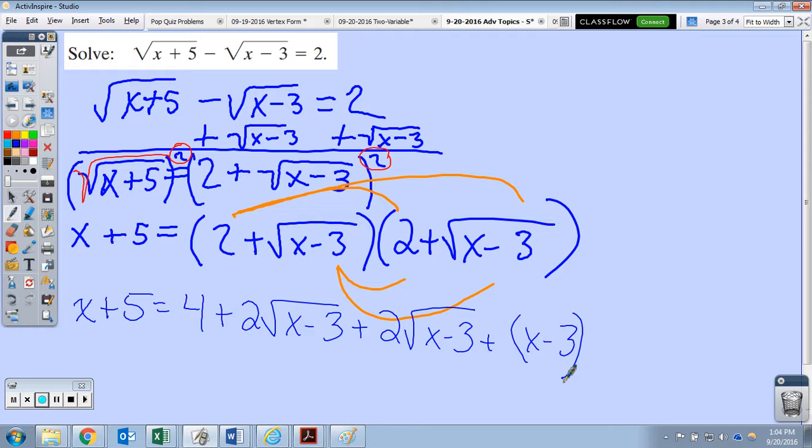Where does the extra x minus 2 come from? Extra what? X minus 2. So FOIL is the first terms are being multiplied, 2 times 2 is 4. The outside terms are being multiplied, 2 times the square root of x minus 3. The inside terms are being multiplied, square root of x minus 3 times 2. And then the last terms are being multiplied. The square root of x minus 3 times the square root of x minus 3 is just x minus 3.